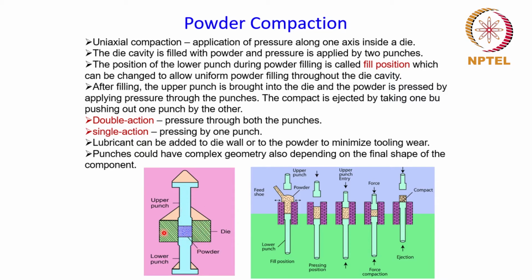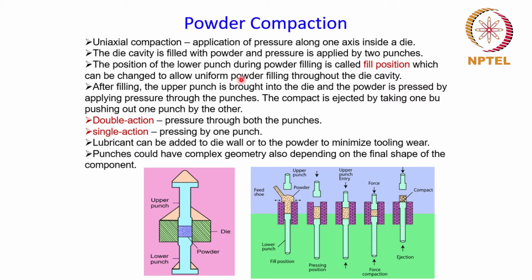Okay, so here is a schematic of the die and the punches. This is the die, the middle part that you see over here, in which the powder is filled, and then you have 2 punches, one the upper punch and the other one is the lower punch. Okay, so with the movement of these 2 punches, the pressure is applied on the powder, which is here in the die cavity, and it is compacted to give it a shape. And this is the sequence of events which happened during the compaction process.